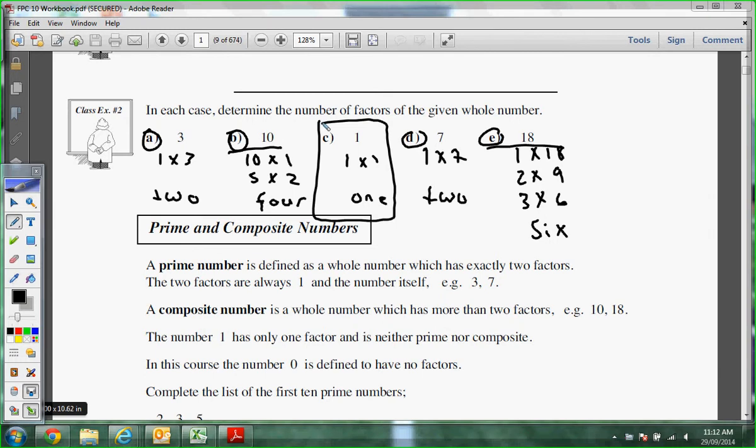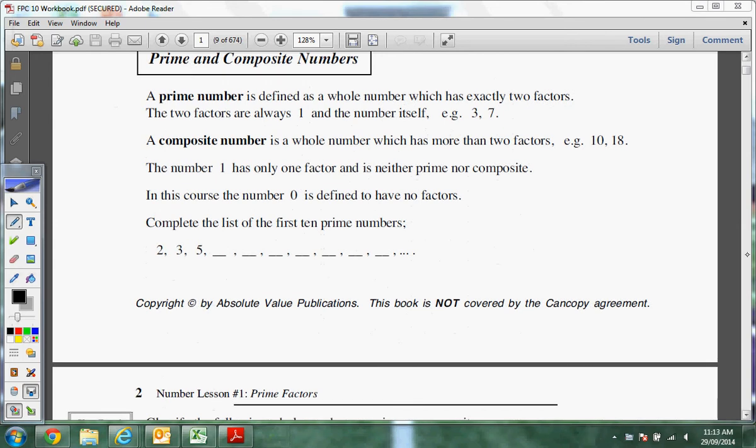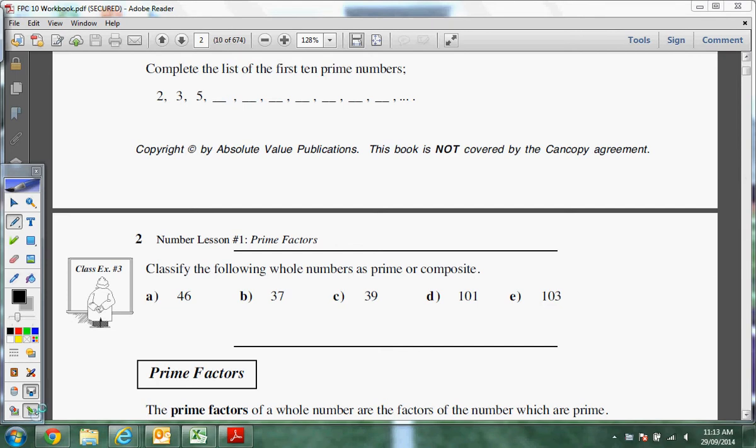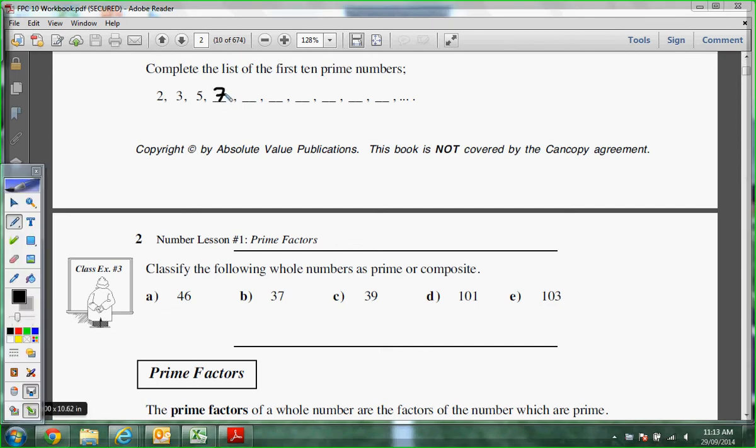Okay, let's get down here. We're going to complete the list of the first 10 prime numbers. It's themselves and 1. So 2, 3, 5, we did 7. Let's see, 8, 9, 10, 11, 13, 17, 19, 23, 29, and that's where we're going to stop. So it's 1, 2, 3, 4, 5, 6, 7, 8, 9, that's the 10th. 29 is the 10th prime number.